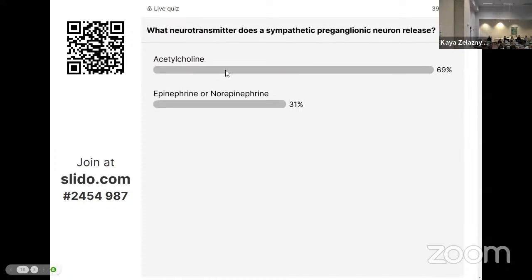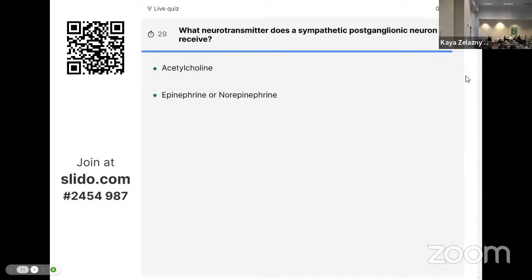It is still acetylcholine. Anytime I ask you what a preganglionic neuron is releasing in our autonomic nervous system, it's always acetylcholine, whether we have parasympathetic or sympathetic nerve cells. So that communication between the two neurons is always happening with acetylcholine. Sympathetic preganglionic neurons are still releasing acetylcholine. So what is the postganglionic neuron going to need receptors for?